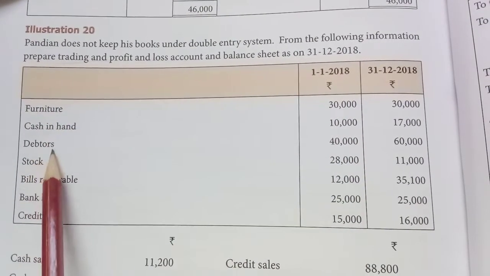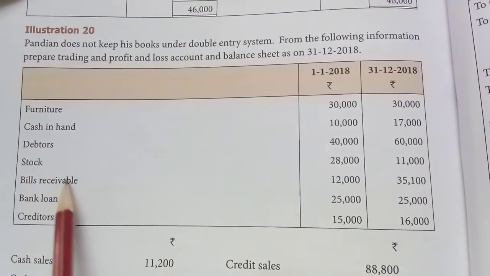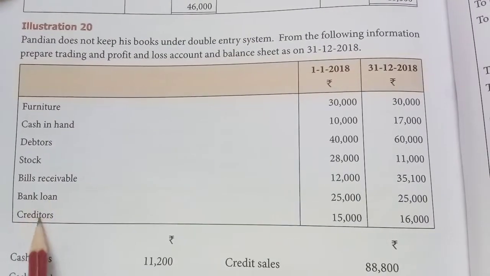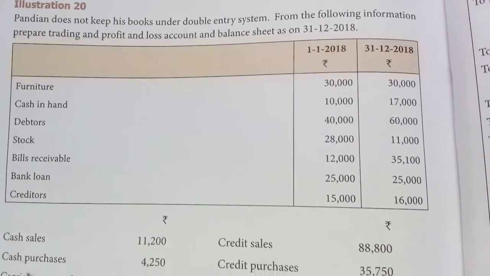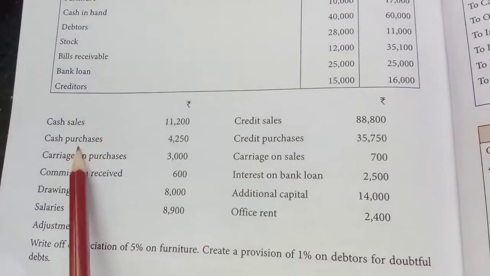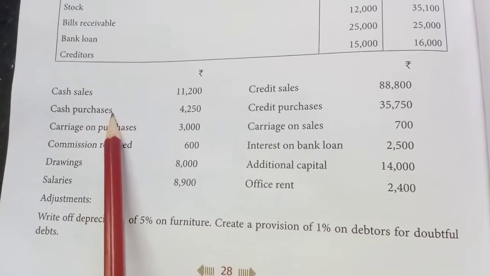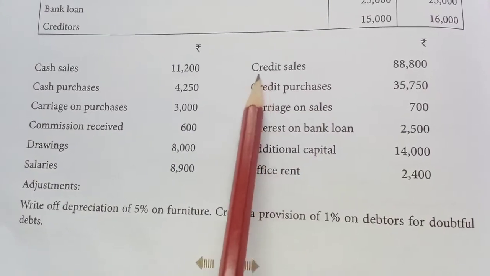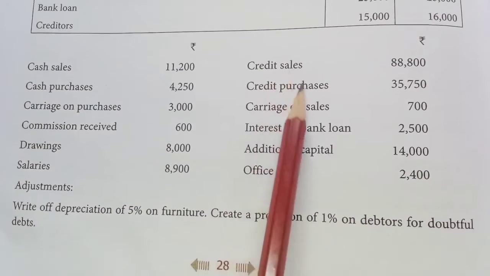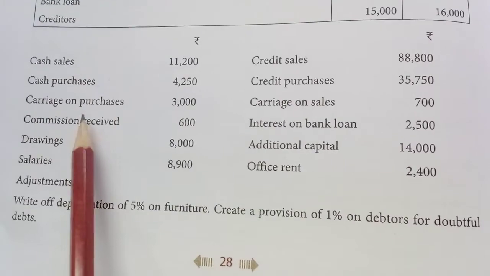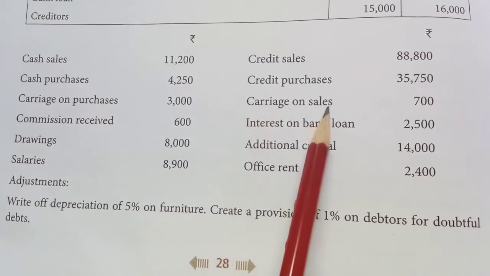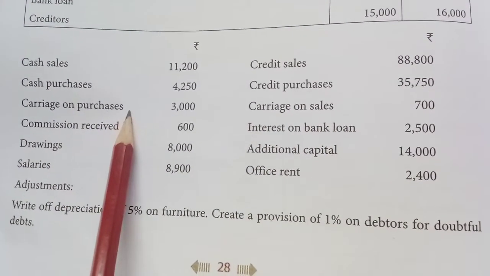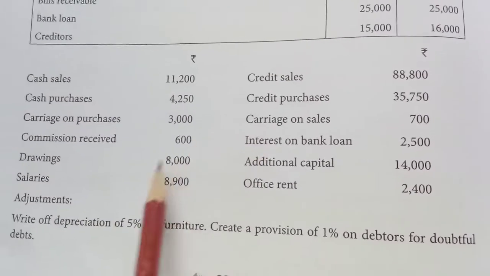Furniture, cash in hand, debtors, stock, bills receivable, all these are assets; bank loan and creditors are liabilities. Now, cash sales given, cash purchases given. Then, credit sales given, credit purchases given. So, no need to prepare total debtors account and total creditors account. Okay. Carriage on purchases, carriage on sales. This is direct expenses, this one indirect expenses.